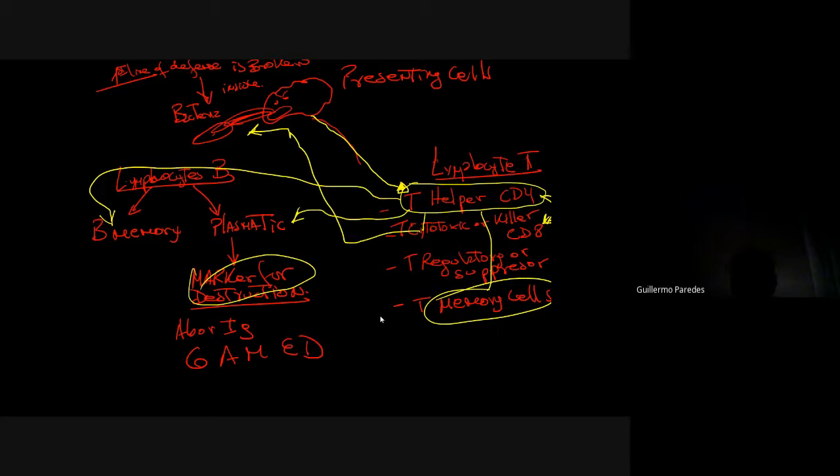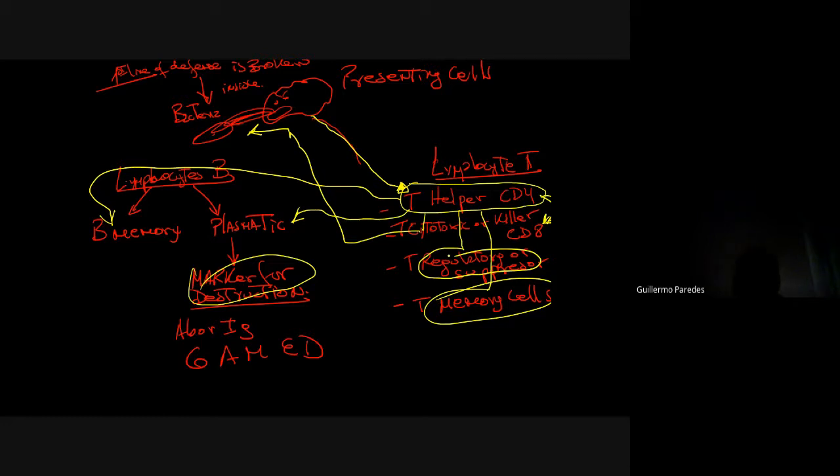Then the T helper, when we are already winning the war, somebody needs to tell us, okay, we are winning, we won already, so everything returns to their bases. And who's doing that? The T helper is going to send an order to the T regulator or suppressor.